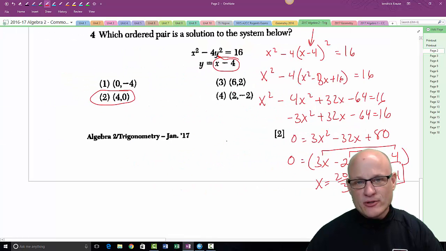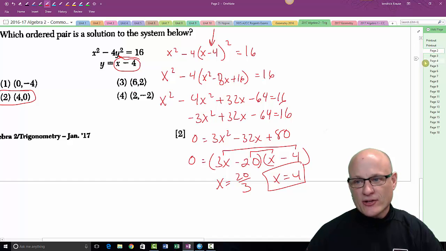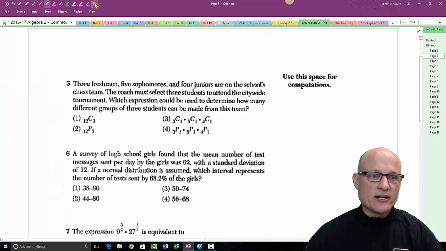I'm not really sure why anybody would do it that way, but if you did it that way, there's the algebraic way. Sorry, kind of tough. I know I did it quick.